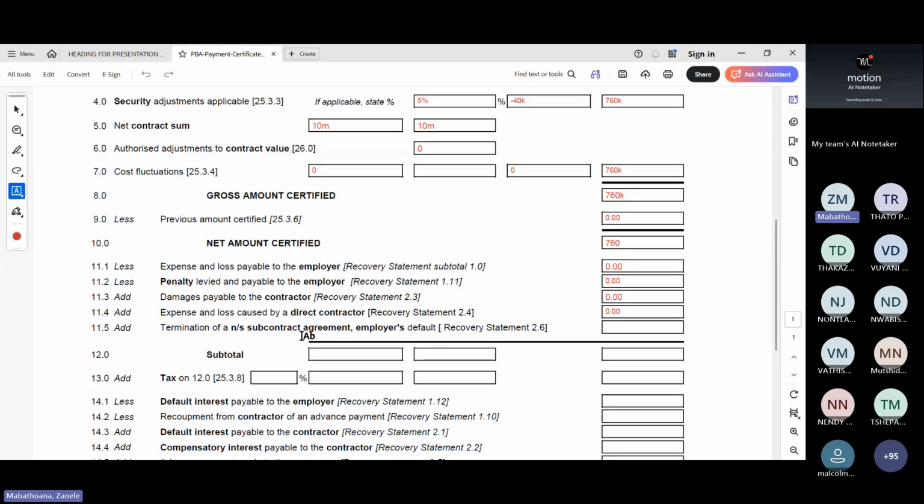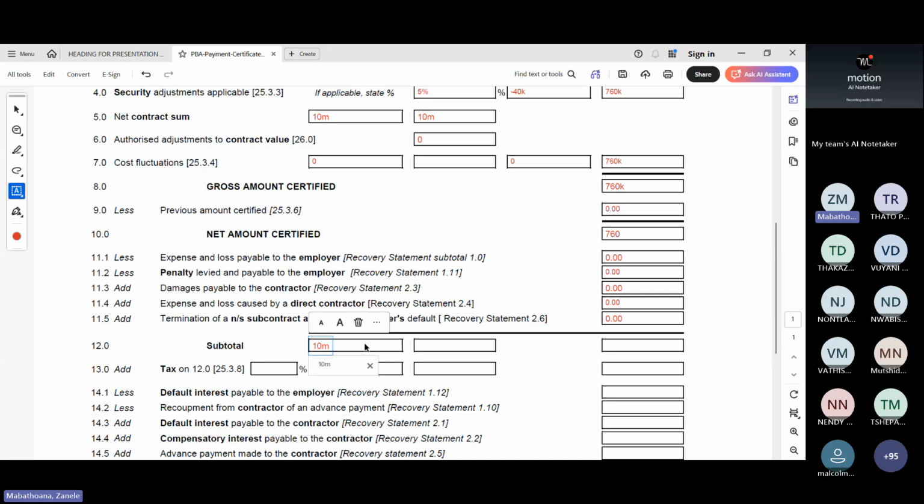Termination of a nominated or a selected subcontractor, which is the employer's default. Again, this would be reflected right now. This is the first certificate. We don't have any such issues. Then we will say subtotal. So this would be your 10 million plus cost fluctuations. We don't have any, so we're still at 10 million with the contract. There hasn't been any variations. There hasn't been any cost fluctuations. So we are still at 10 million. It's quite normal that as you move with the project, the contract sum will always stay the same, but your contract value will change. It may change from the 10 million to something else.